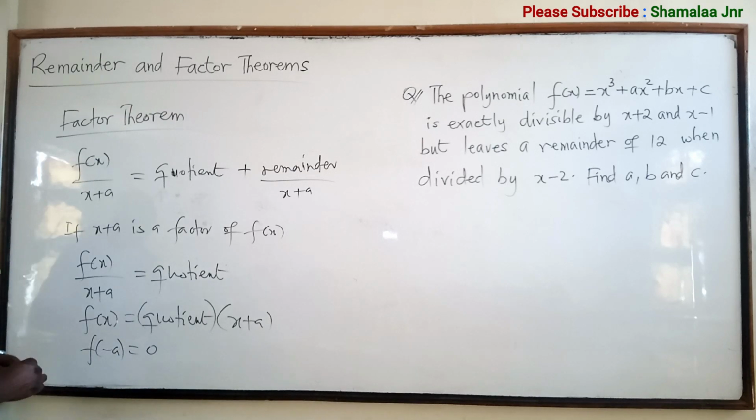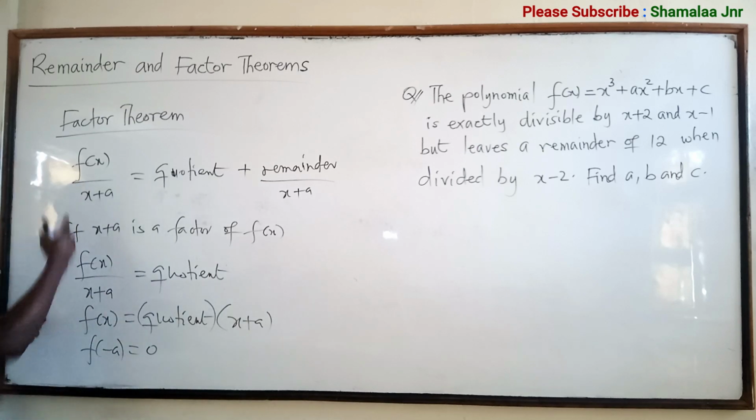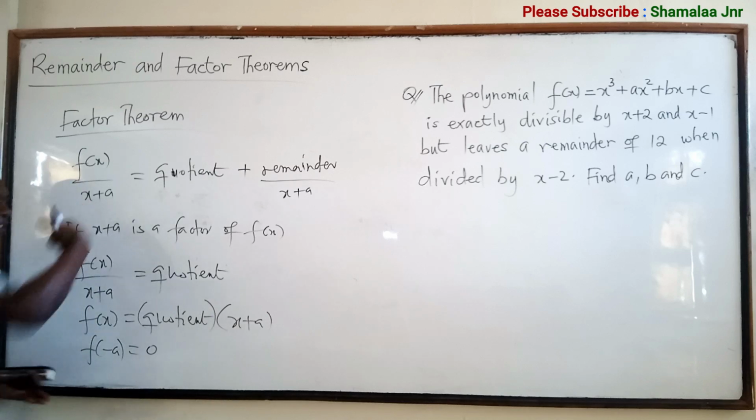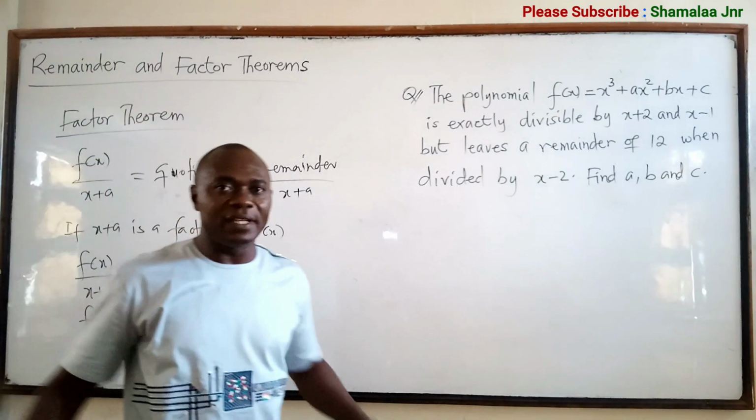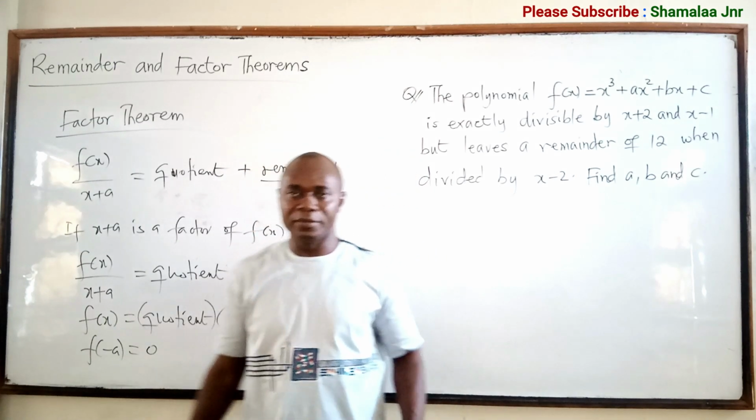Now, what this means is that if x plus a is a factor of a polynomial f of x, then f of negative a is equal to 0. On the other hand, if you have a polynomial f of x and f of negative a is equal to 0, then what it means is that x plus a is a factor of that polynomial. So this is the factor theorem. Yes, this is the factor theorem.